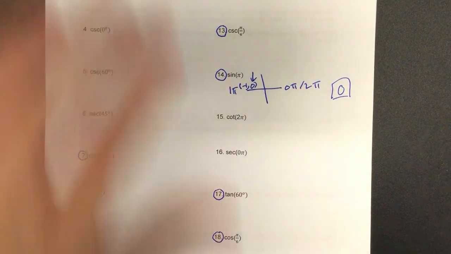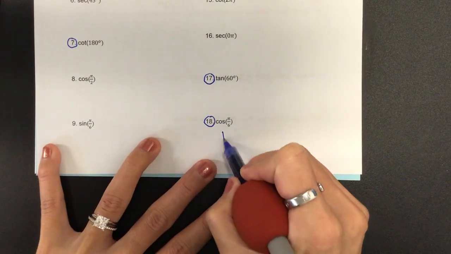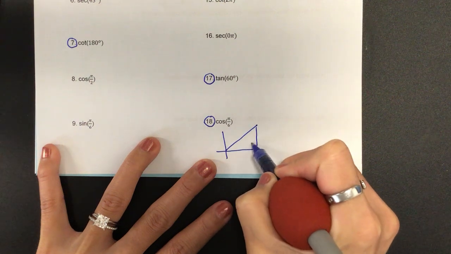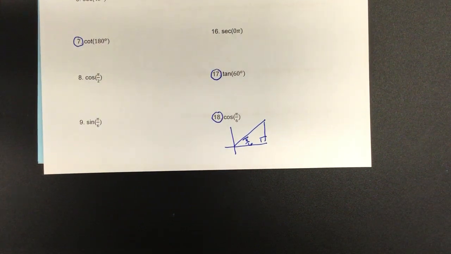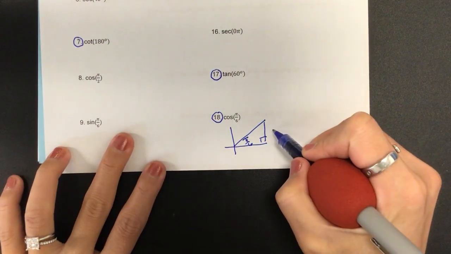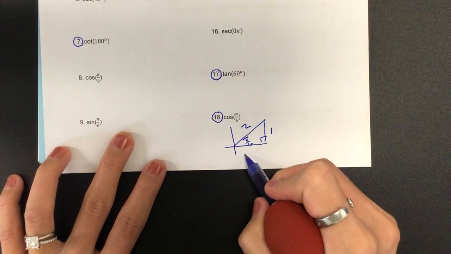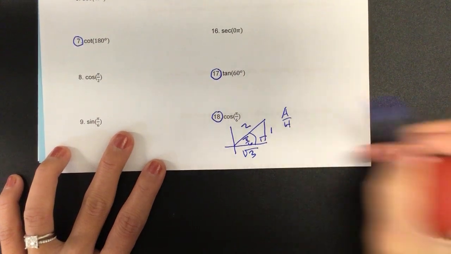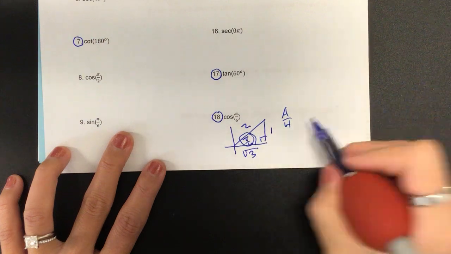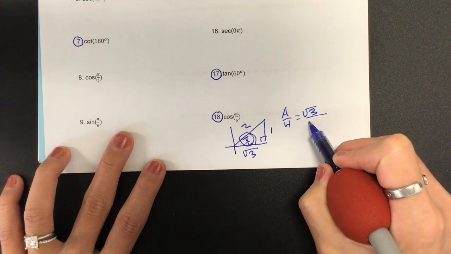Let's go on to number 18. Now we're looking at cosine of pi over 6. Thinking about our unit circle, pi over 6 is right here. And we know pi over 6, is that 30 degrees or 60 degrees? 30. So we know the opposite of 30 is what number? 1. And then our hypotenuse has to be 2, so that makes our longer leg radical what? Radical 3. Cosine is adjacent over hypotenuse. So from this angle, the adjacent is what value? Radical 3 over hypotenuse 2.